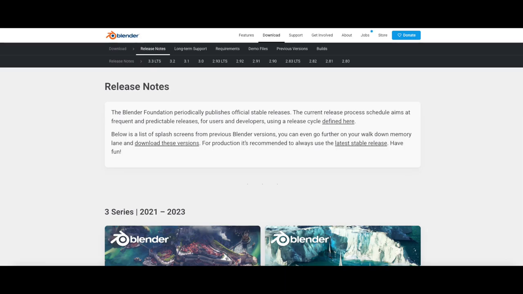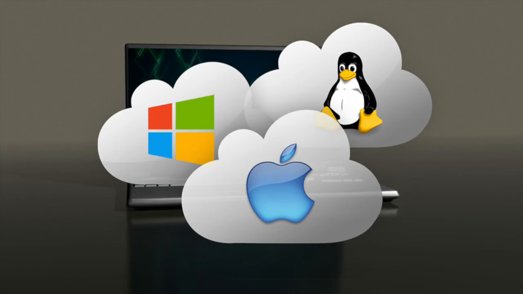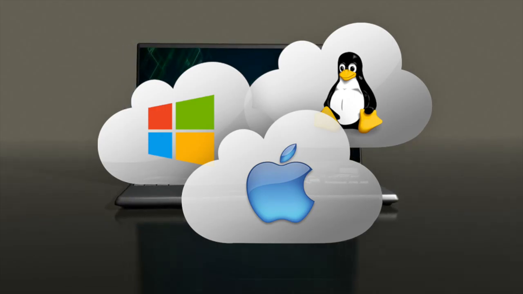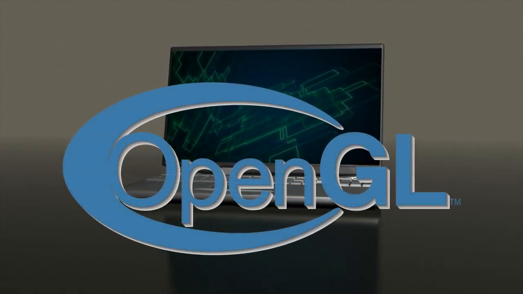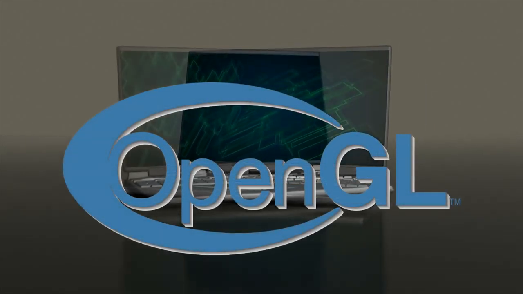Blender is released approximately every 3 months. You can keep up to date with the latest changes through the release notes page on the Blender website. Blender is available for download on Windows, macOS, and Linux. Just make sure to always check that the graphics drivers are up to date and that OpenGL is well supported.